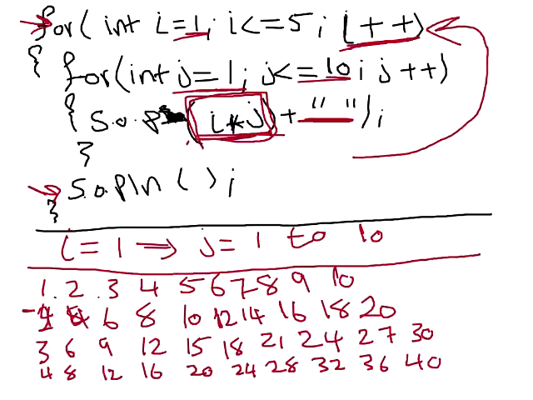What's the value of i? It's 5 now, so again we need to multiply 5 by all the values of j, so we're going to have 5, 10, 15, 20, 25, 30, 35, 40, 45, 50. What's the value of i now?